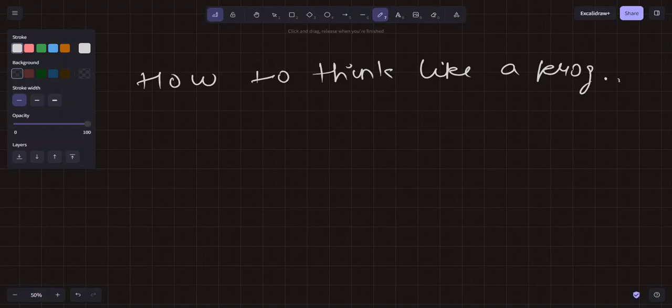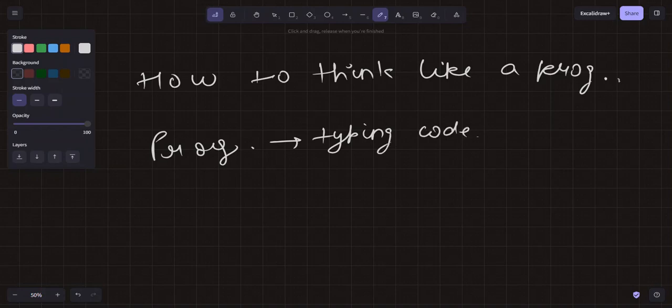So many beginners' problem is what? They think programming means typing code. It is not true. This is obviously not true. Programming means solving a problem step by step, not just typing code instantly. Code is only a tool to express your solution.